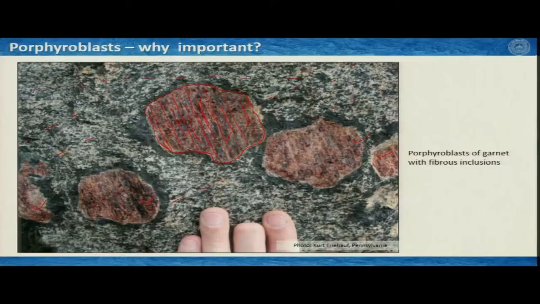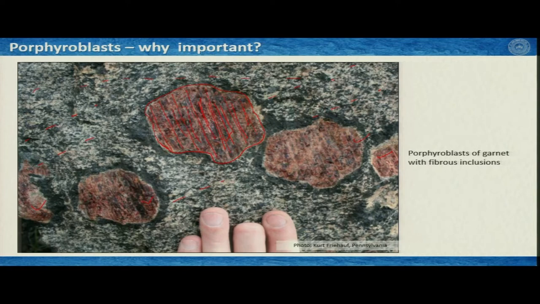So this tells us that this garnet or this rock has suffered at least two stages of deformation. The first deformation tracks this fabric inside, and the second deformation washed out the fabrics outside. Of course, it may have a few other deformations, but from this picture, we can at least interpret that this rock has undergone two stages of deformation.